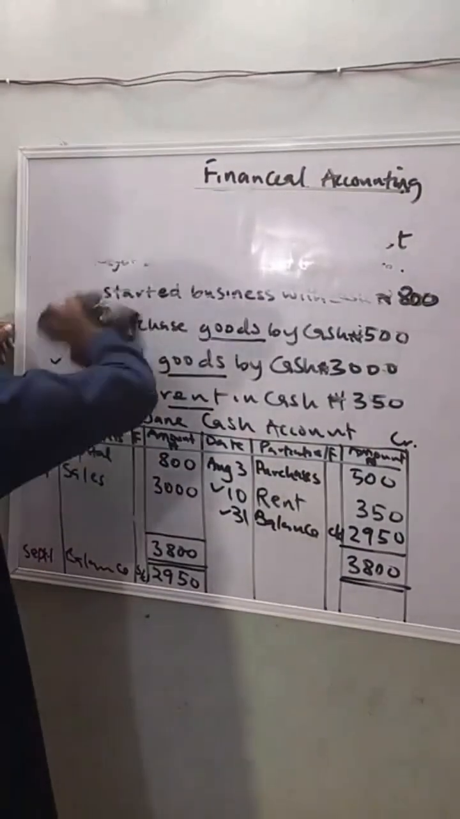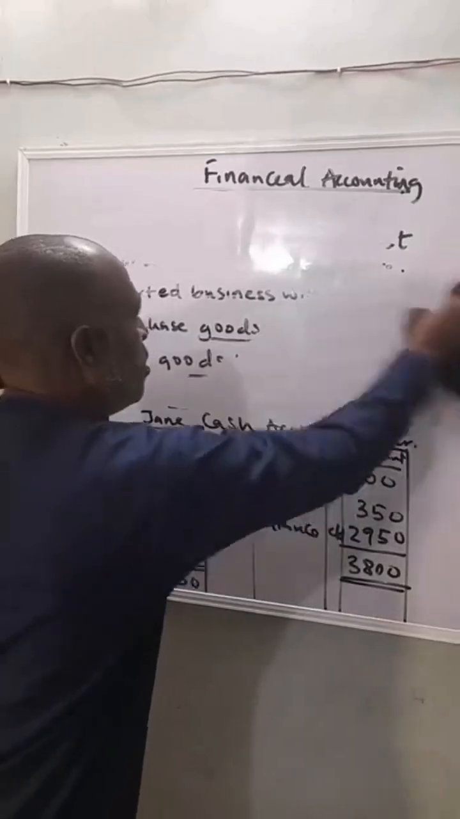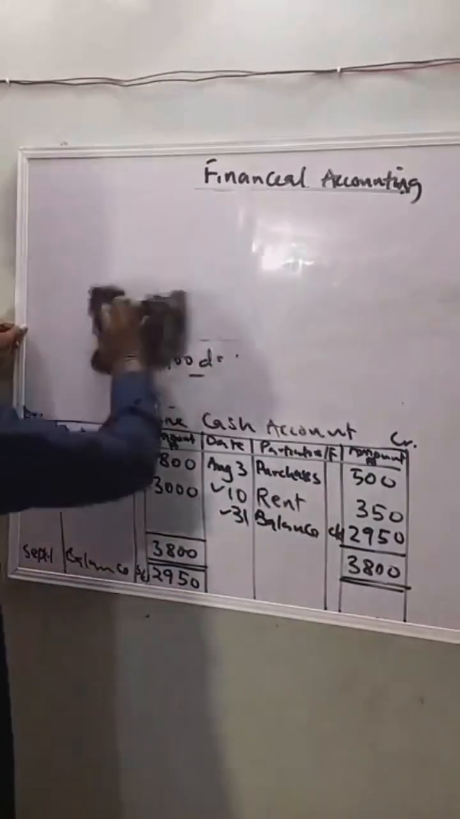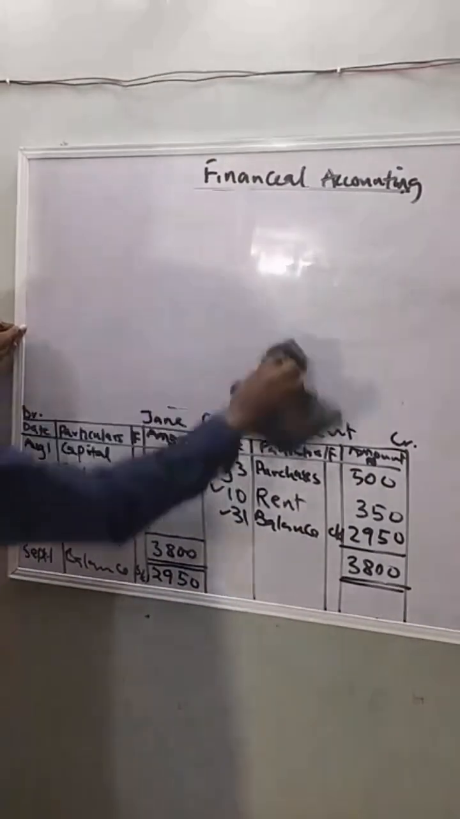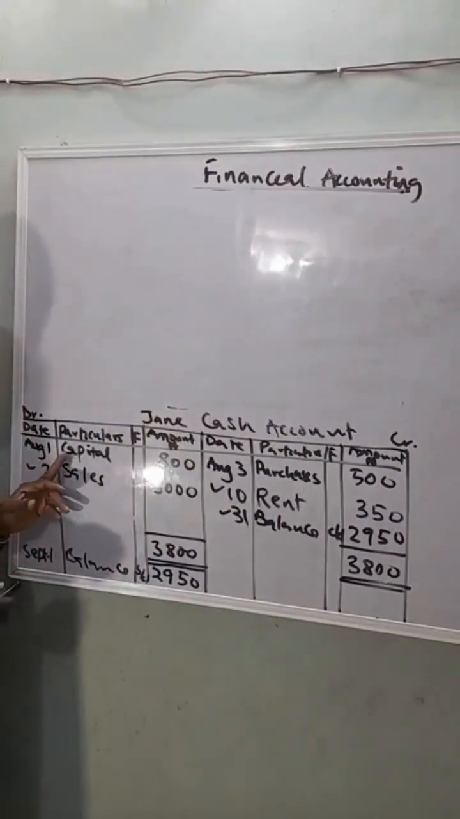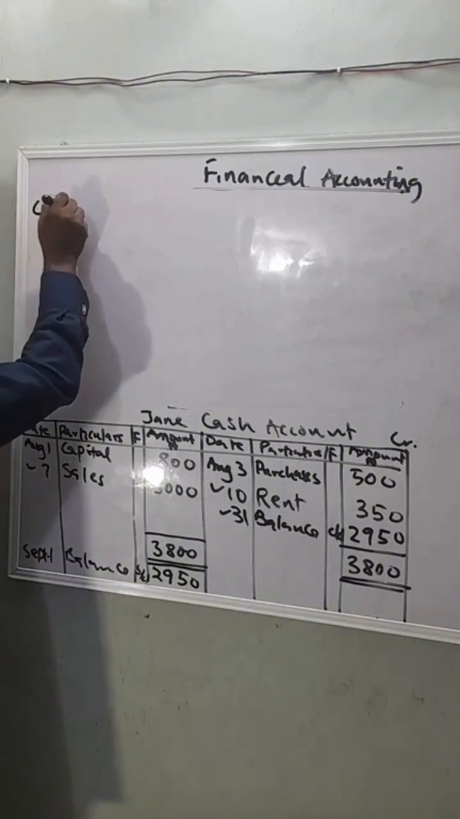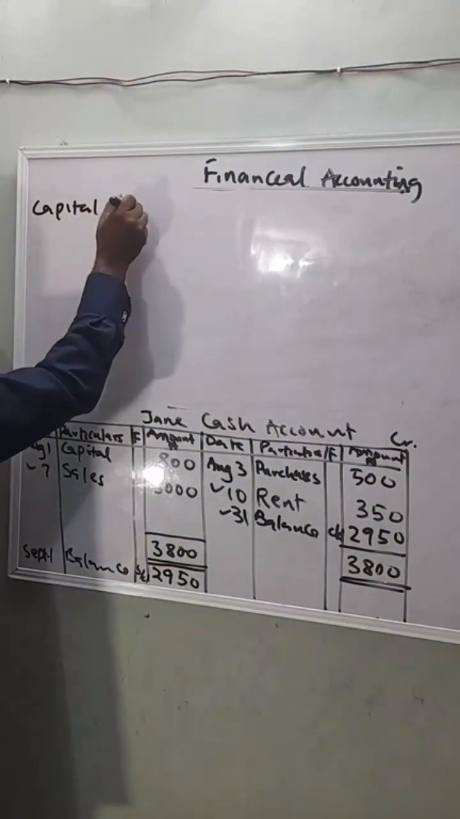Look at the board clearly. What you're seeing now is the cash book. There's the debit side. For every debit entry, the first one here is capital account.